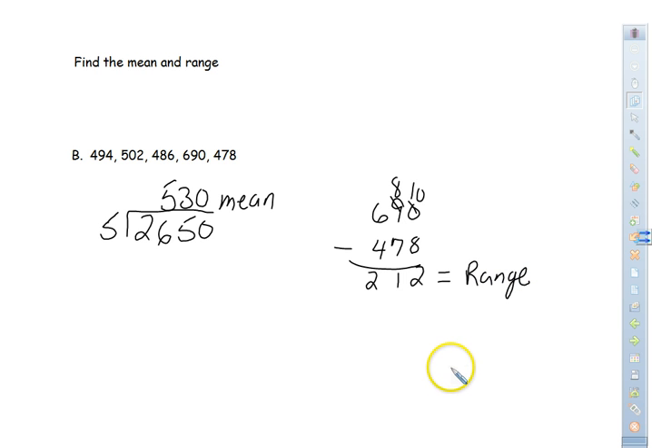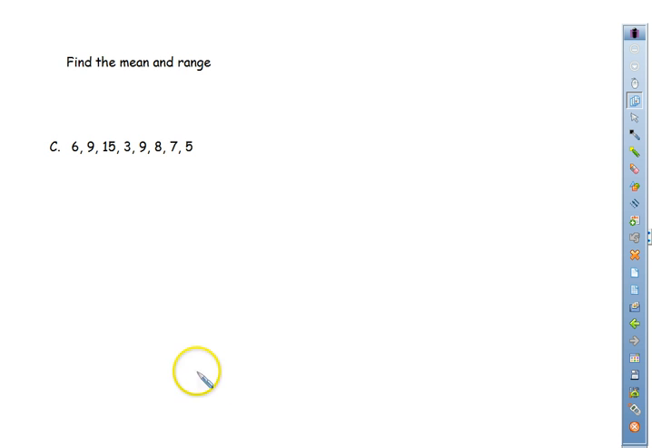Again, please take note of that if you didn't get the correct answer, and hopefully you can see where your mistake was. If not, again, be sure to ask tomorrow. And go ahead and hit pause and do this last one.